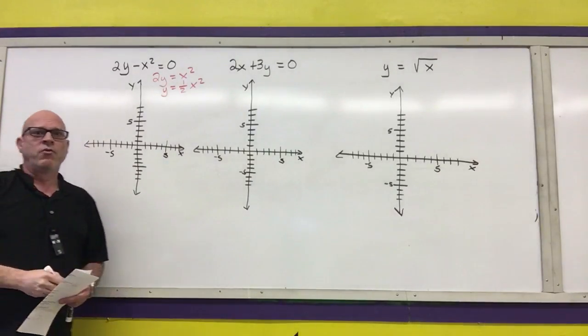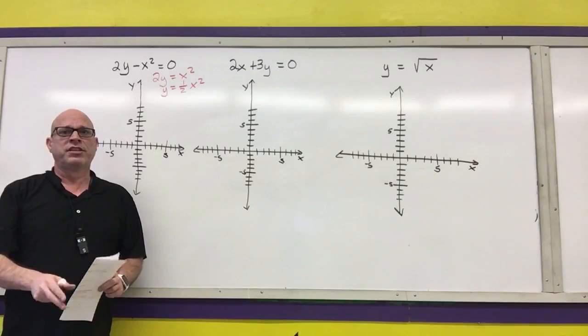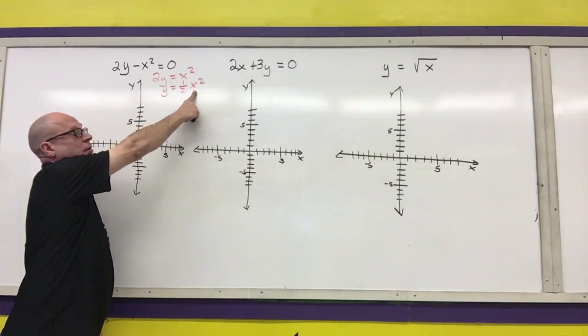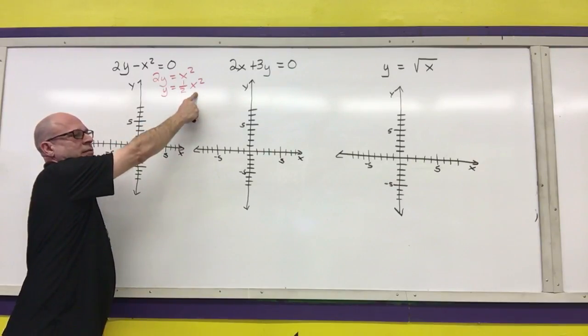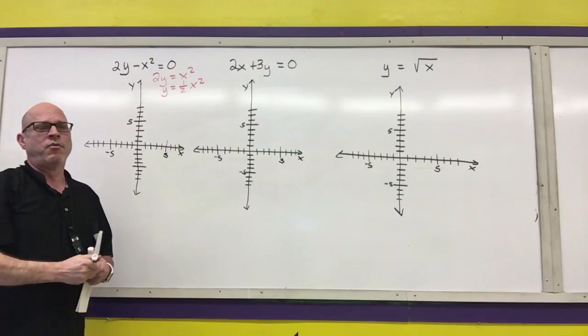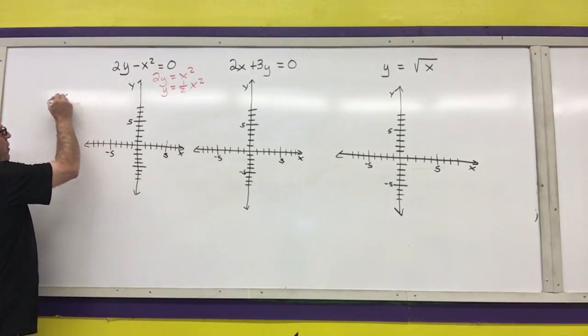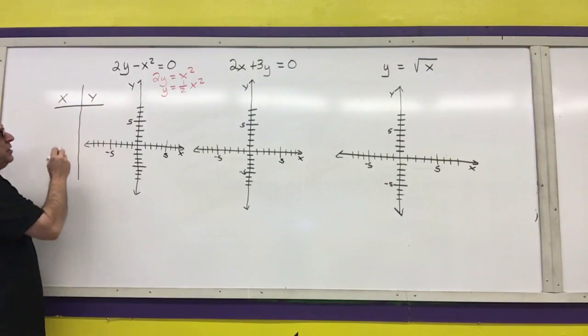Once you have solved the equation for one of the variables, your next step is to substitute in values for the variable that you did not solve for. Since I solved for y, I'm going to substitute in values for x until I get a sufficient number of points that I know what the graph looks like. So I have x's, I have y's. I'm going to substitute some easy numbers in.